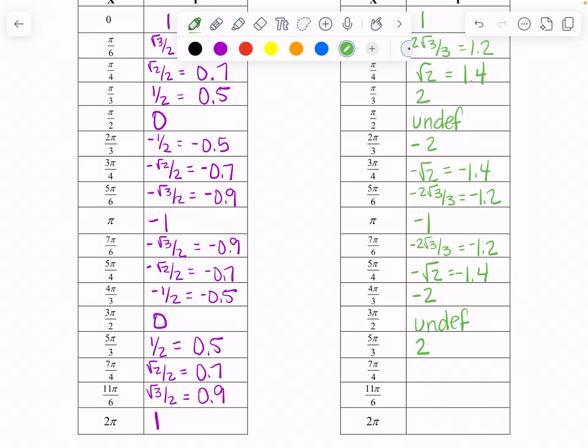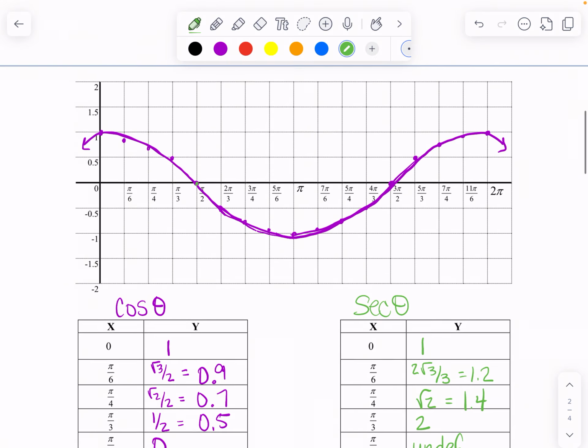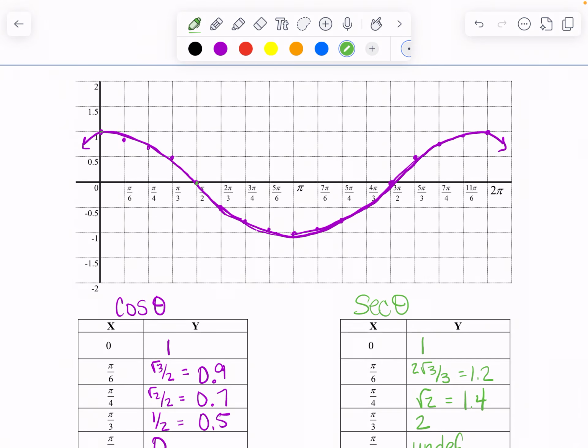5 pi over 3 is 2. Root 2. 2 root 3 over 3, so 1.2. And finally back to 1. Okay. Now I'm going to plot these points. Positive 1, 1.2, 1.4, positive 2. Asymptote, right where we thought it would be, because that's where my purple graph crosses the x-axis.